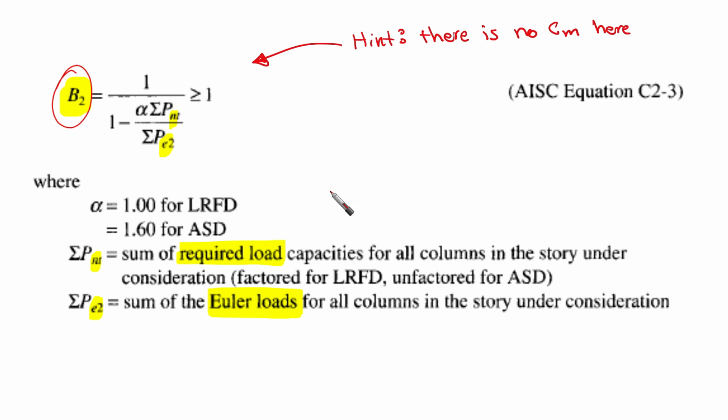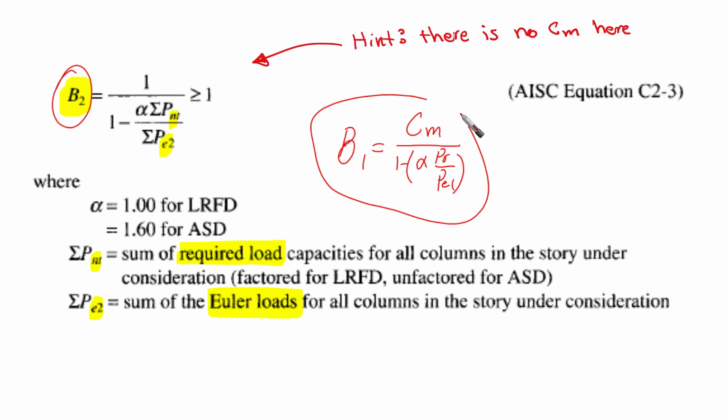Now let's go directly and see how we can calculate B2. If you remember from the previous video, we said that B1 had something called Cm, right? And then we had 1 minus alpha times PR over PE1. Do you remember this equation? We explained the story of Cm and how it takes into consideration the moment distribution, and we mentioned PE1 and PR, and how to calculate every parameter here.